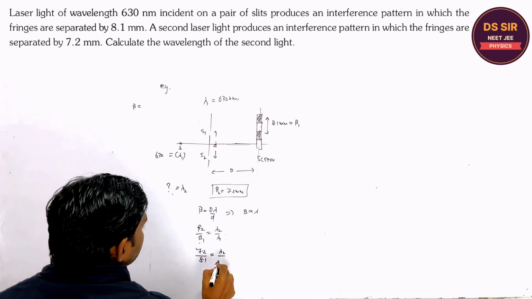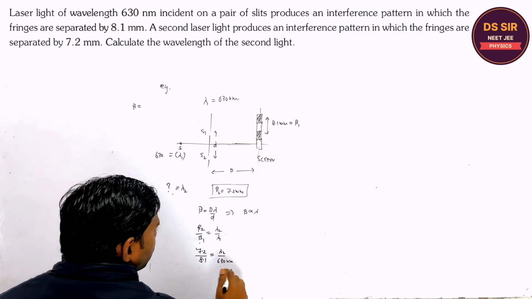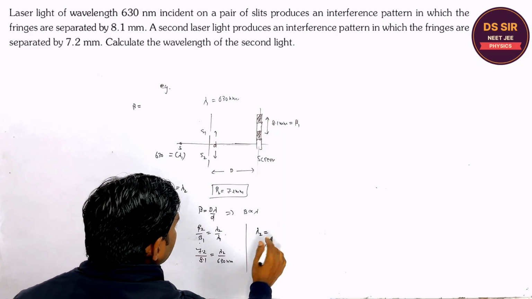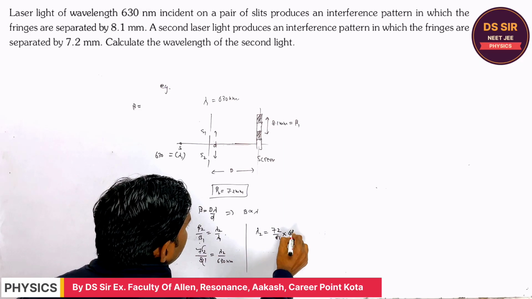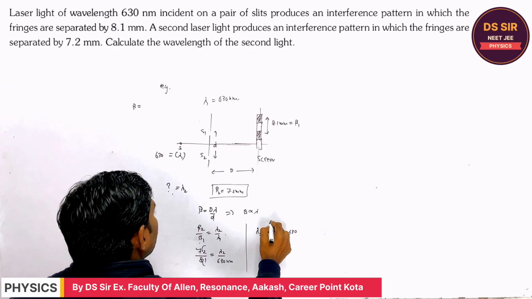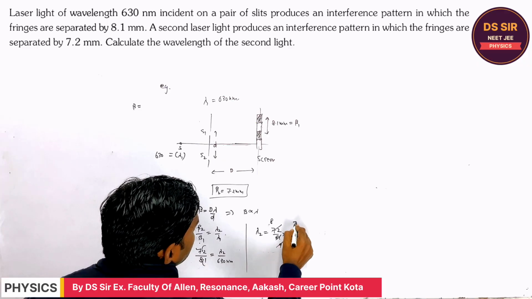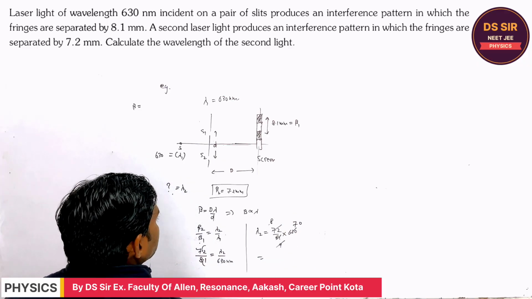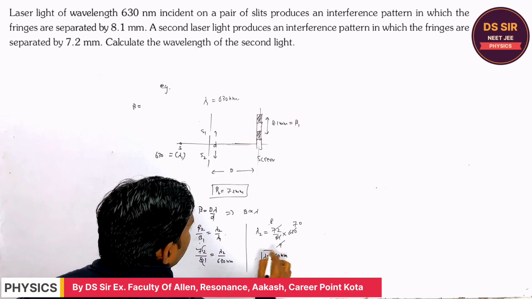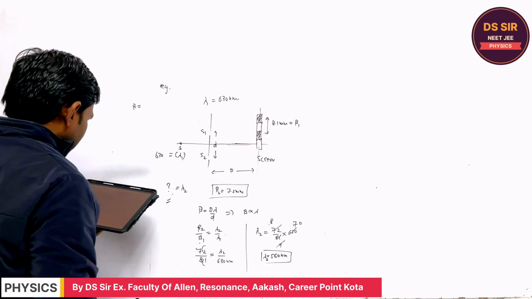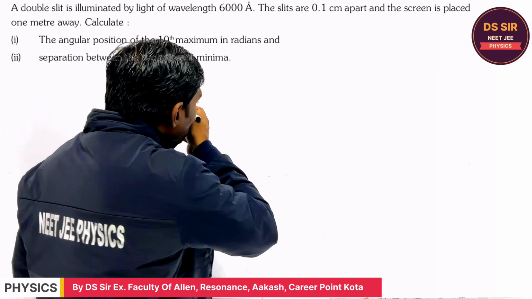Lambda 2 upon 630 nanometer. Millimeter will cancel out. So lambda 2 is equal to 0.72 upon 81 into 630. 72 by 9 is 8, 81 by 9 is 9, so 7 into 63... 560 nanometer is the wavelength of the second laser light. Is it clear or not? Copy this.